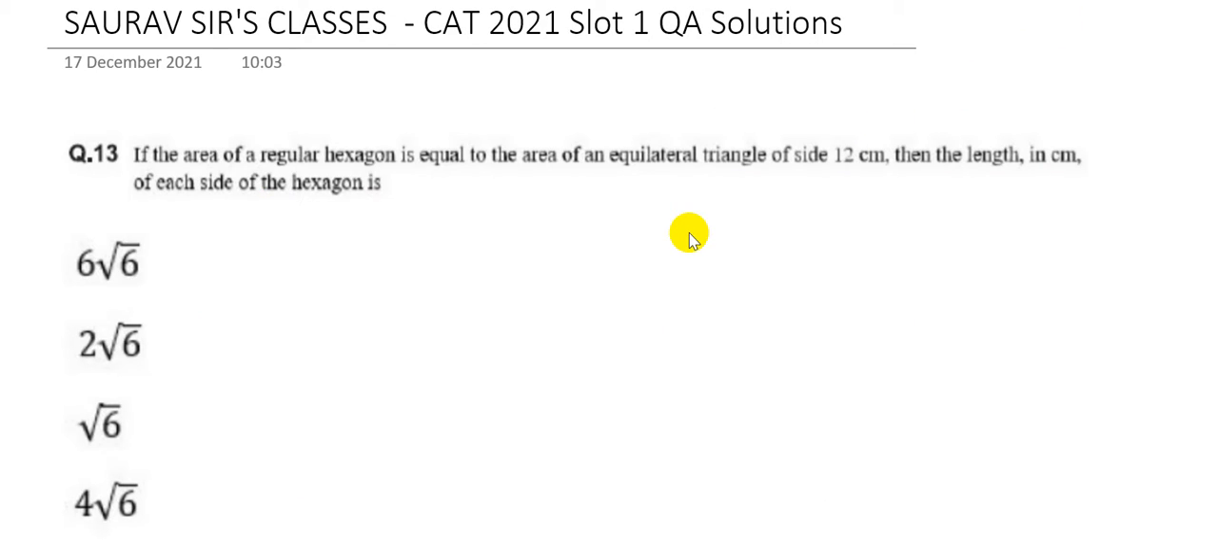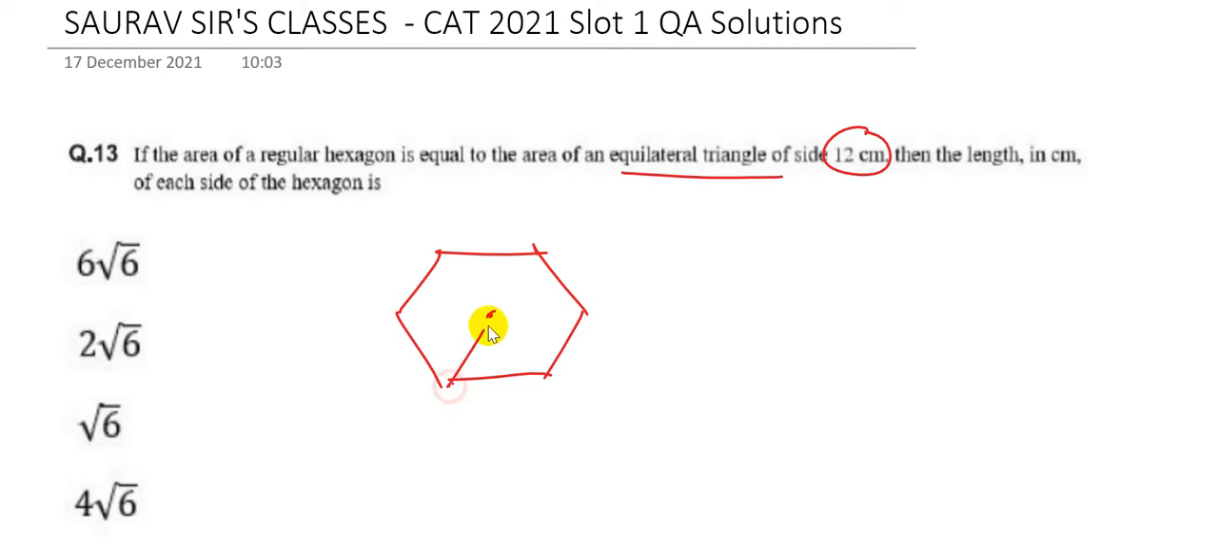We move to the next question, number 13, which says, if the area of a regular hexagon is equal to the area of an equilateral triangle of side 12 centimeter, then find the length in centimeter of each side of the hexagon. Now we know that for a regular hexagon, each side forms a triangle with the center, and the internal angle of a hexagon is 120 degree. So each of these angles are 60. So this is also 60.